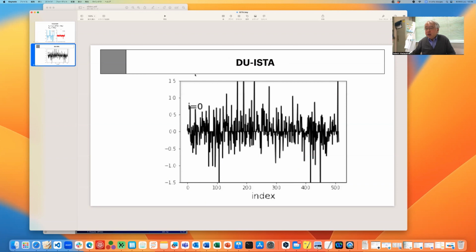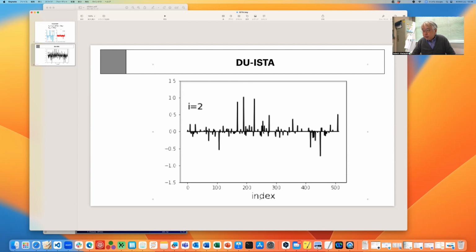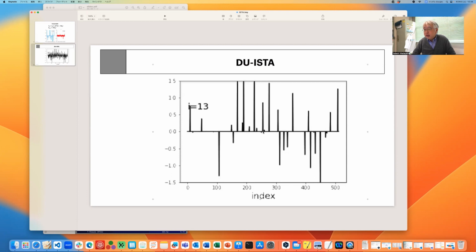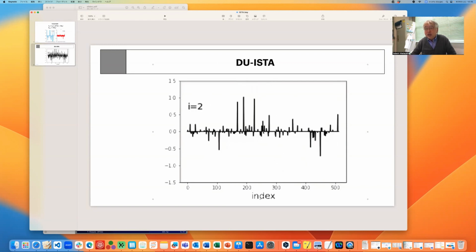And then I'd like to show you the case of DU-ISTA. This figure also shows the state evolution of the state vector of the DU-ISTA. Here you see i equals 0. This is the iteration count. Okay, let's start. 2, 3, 4, 5, 6, 7, 8, 9, 10, 12, 14, 15, 18, 19. So you see, at the 19th iteration, we get almost the same signal as the original signal.